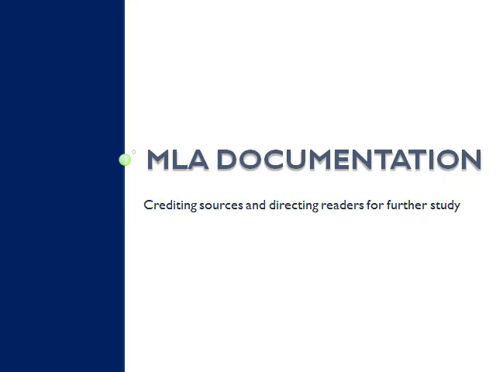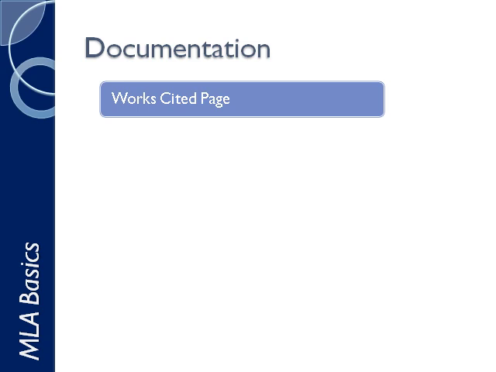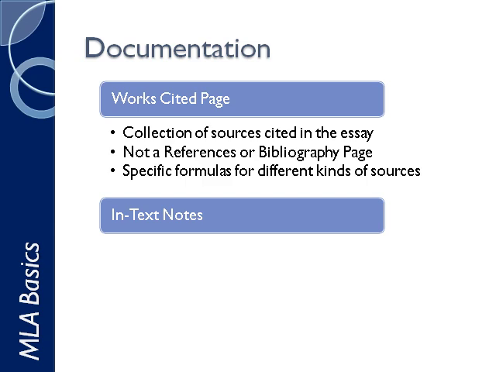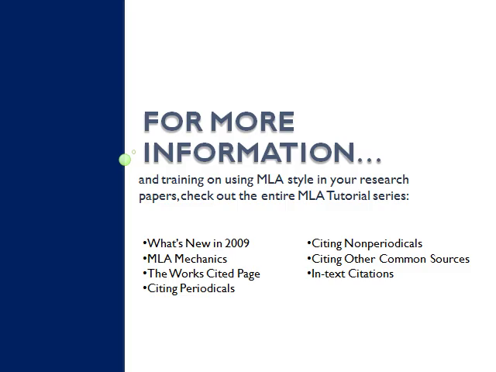MLA documentation consists of a works cited page and in-text notes. The works cited page is a collection of sources cited in the essay. It's not a references or bibliography page. Specific formulas for different kinds of sources are used. In-text notes are used to indicate ideas or quotations that come from someone other than the student author. They are placed directly next to the idea or quote taken from sources.